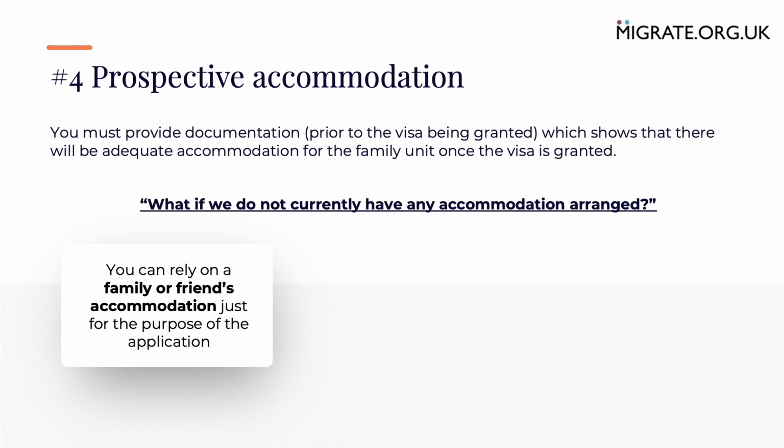Now, if you do rely on a family or friend's accommodation, you'll have to ensure that it will not be overcrowded. Not being overcrowded essentially means that the accommodation has enough space for your family unit and the other cohabitants based on the number of rooms available as sleeping accommodation. More information about the overcrowding requirement can be found in Appendix FM 1.7A.